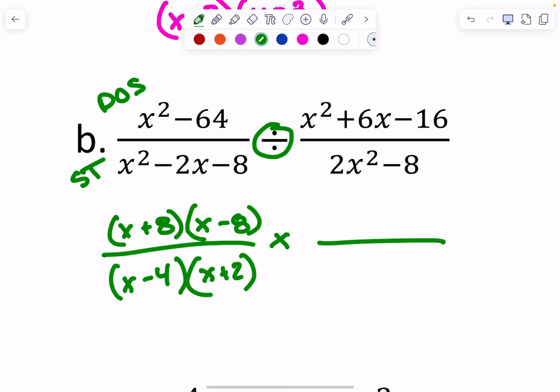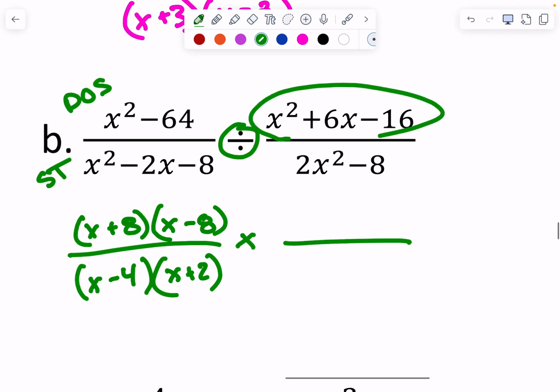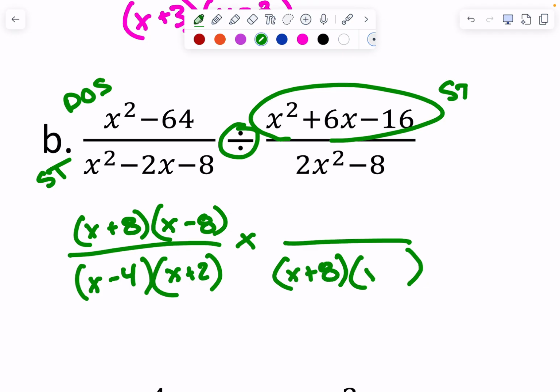Yeah? Okay, now I'm going to do this top one. He is also a simple trinomial, but I'm putting him on the bottom, right? Multiply to get 16, add to get 6. Negative 2 and 8. x plus 8, x minus 2. Okay, now this guy, what do I do with that?